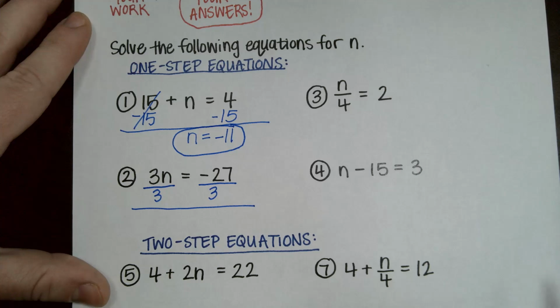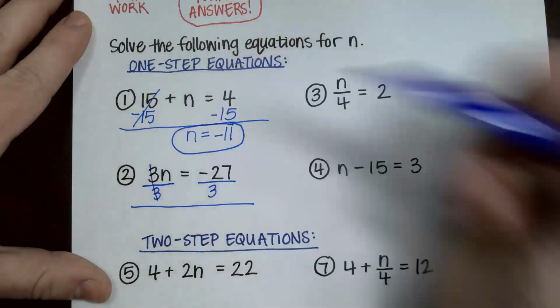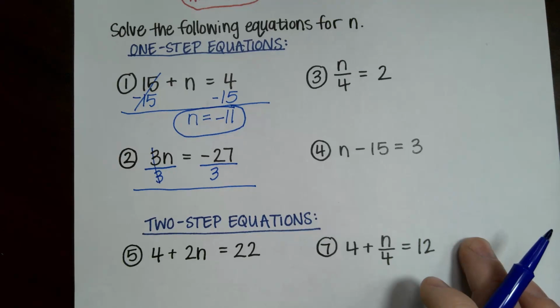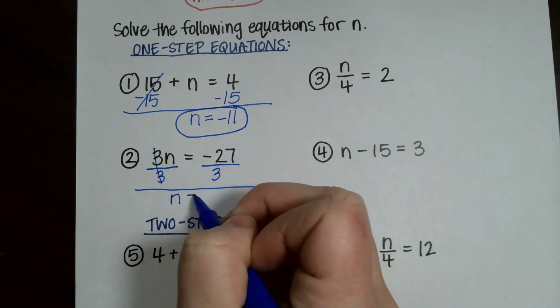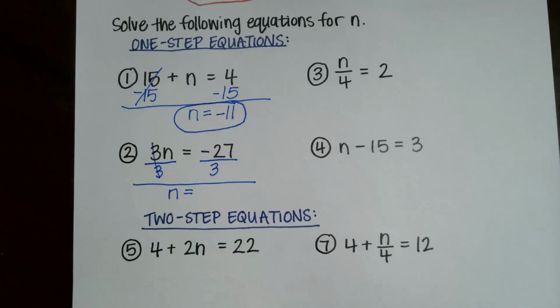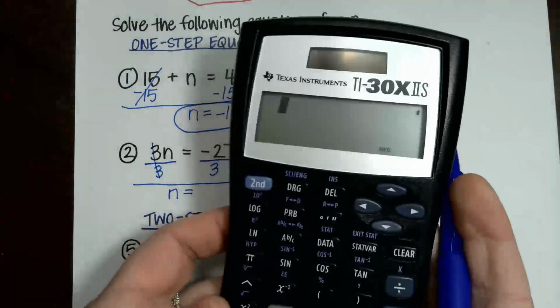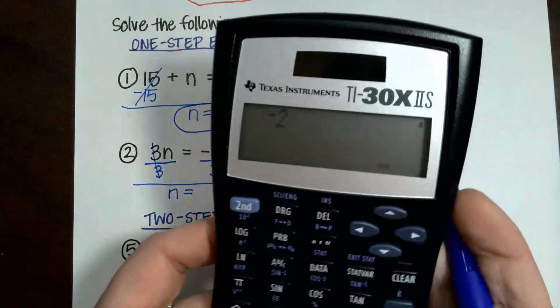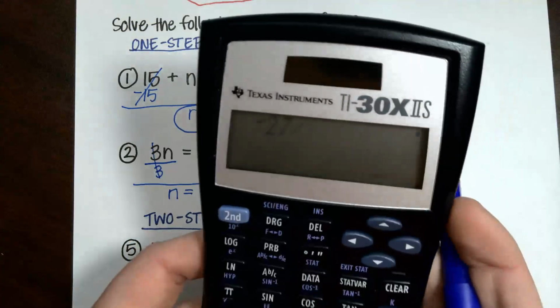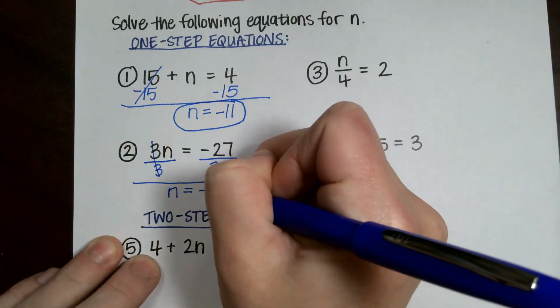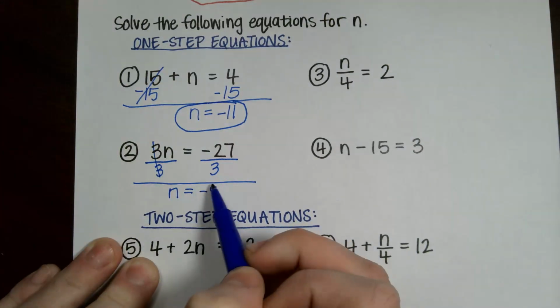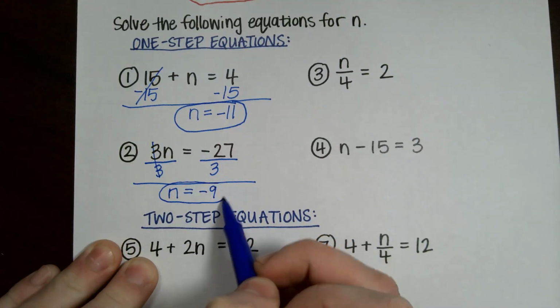Okay, what happens next? You're gonna cancel out the 3. Yes, my 3's cancel. Now what? Bring down your n. Yep, I'll bring down my n and my equals. And then what is negative 27 divided by 3? Negative 9. Perfect. You guys both got that? Awesome. Negative 9. n equals negative 9. There's my work, and I'm circling my answer.